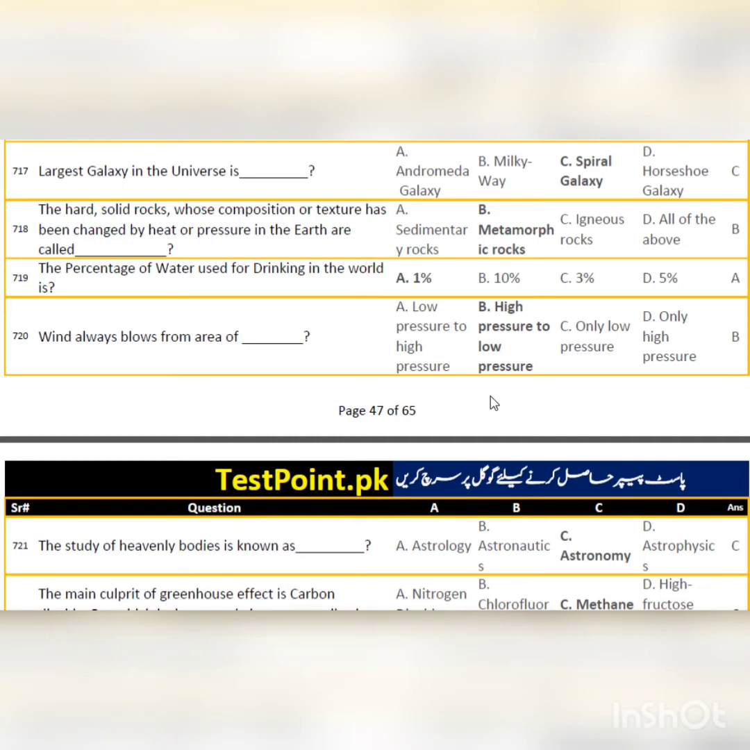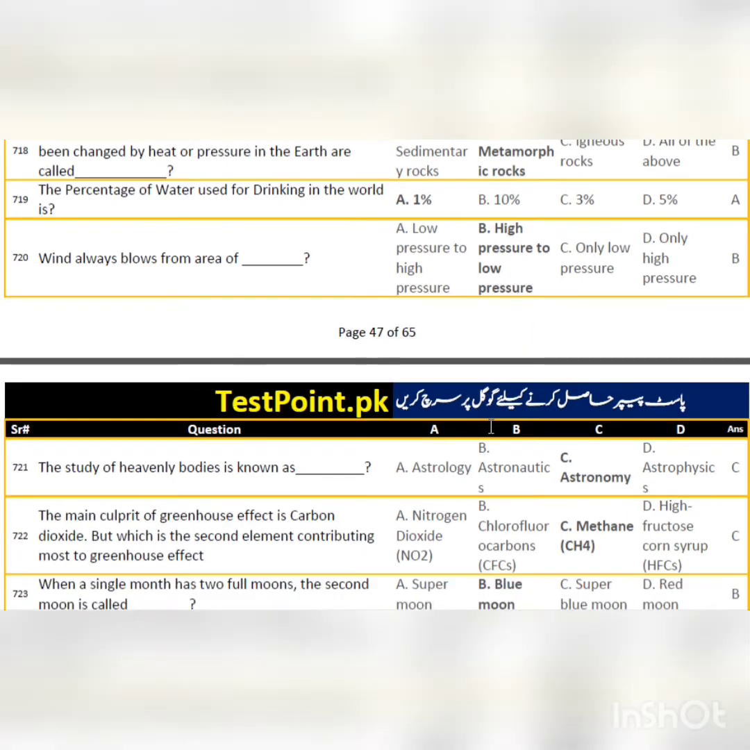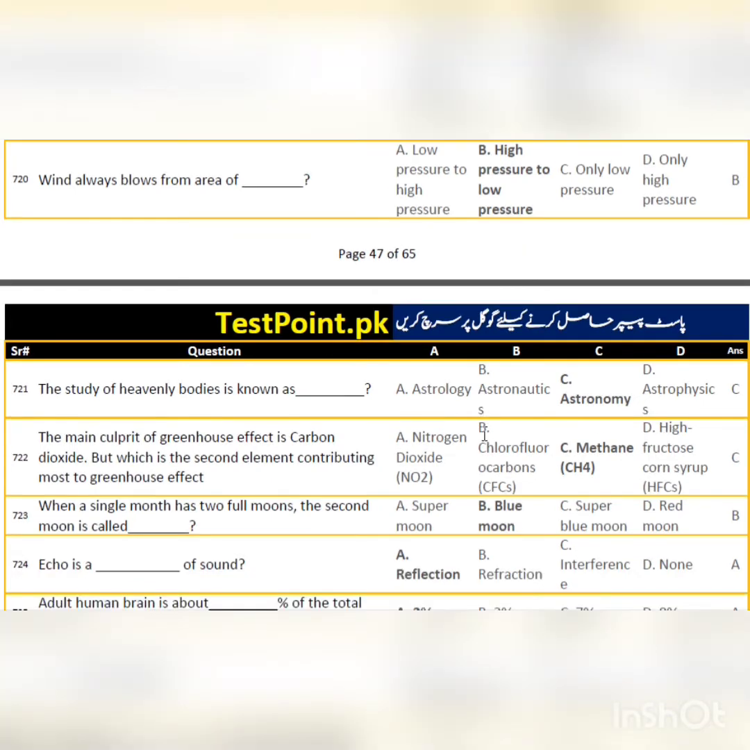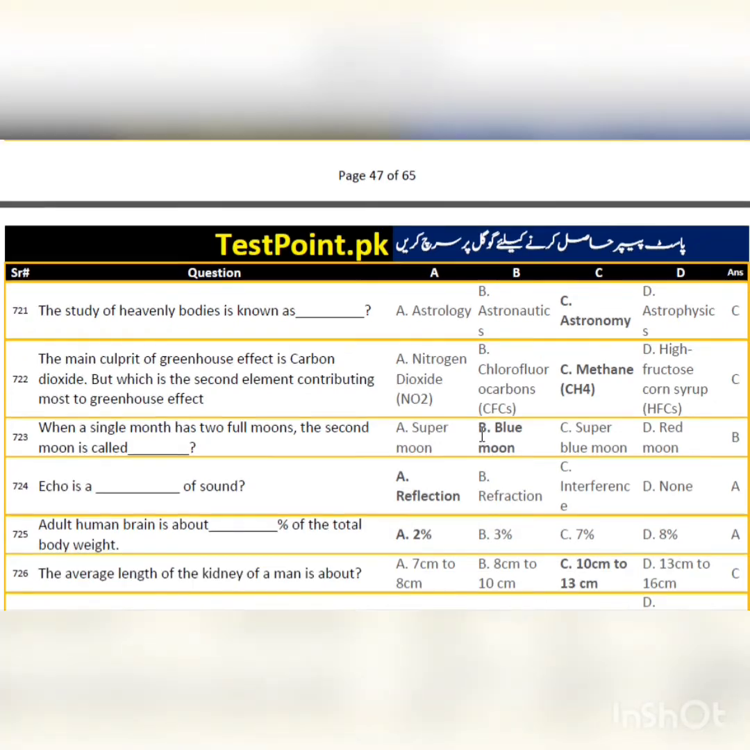Any disease or infection that is naturally transmissible from vertebrate animals to humans is called A. Zoonosis, B. Zoonosis, C. Anosis, D. Chernosis. Answer is B. Zoonosis.